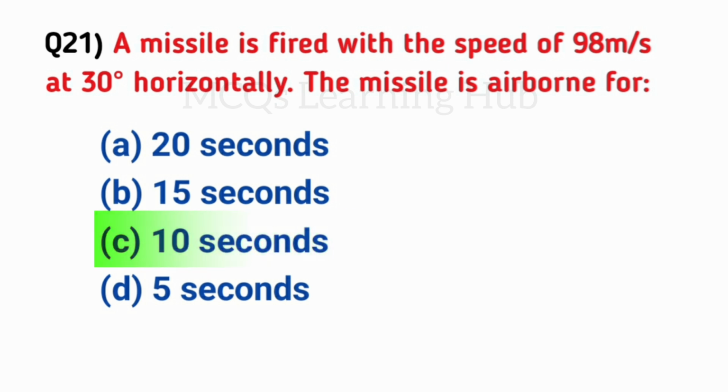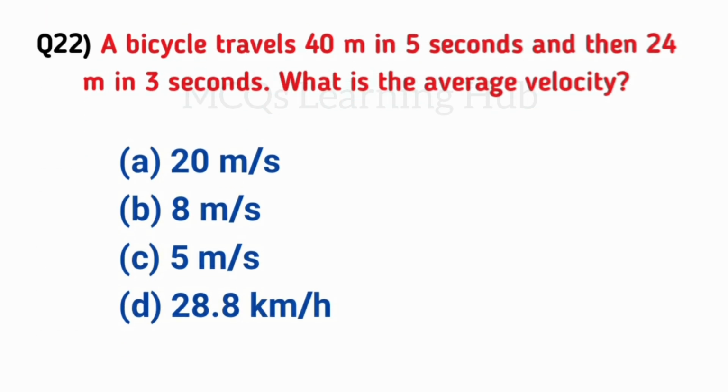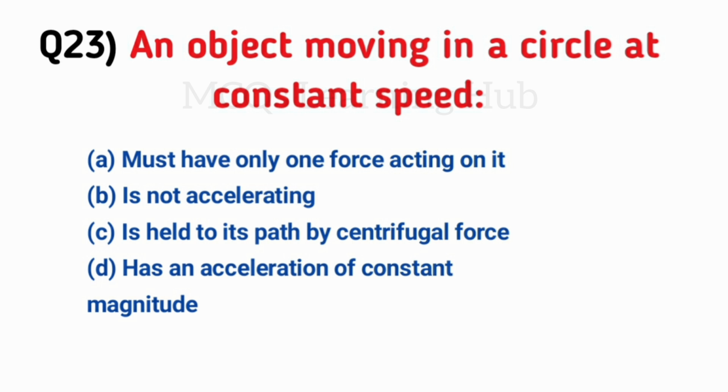Option C is correct. A bicycle travels 40 m in 5 seconds and then 24 m in 3 seconds. What is the average velocity? Option B is correct. An object moving in a circle at constant speed.